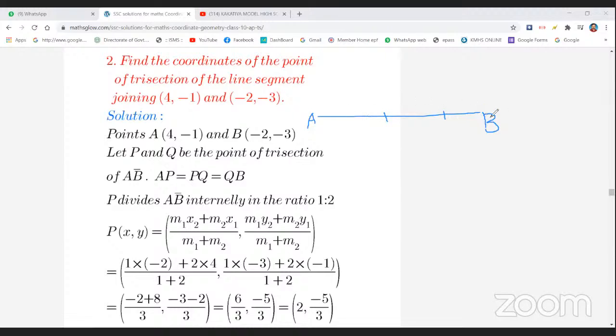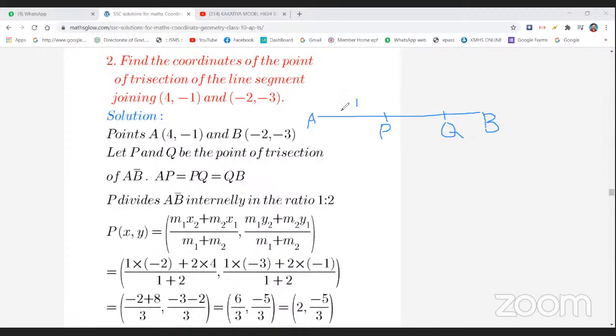Trisection means equal parts. So let us consider the 2 points: one is P, second one is Q. This is Q. So here P comma Q, both points are dividing the line segment AB into 3 equal parts. Consider this one part, this one part, this one part.